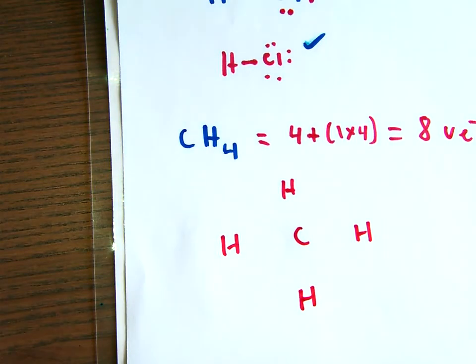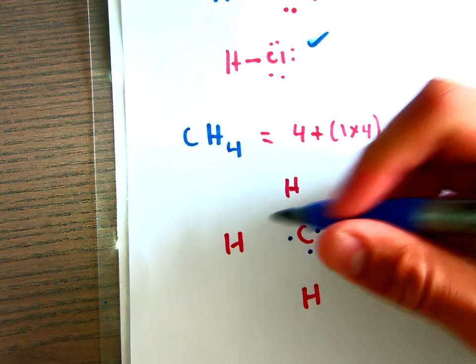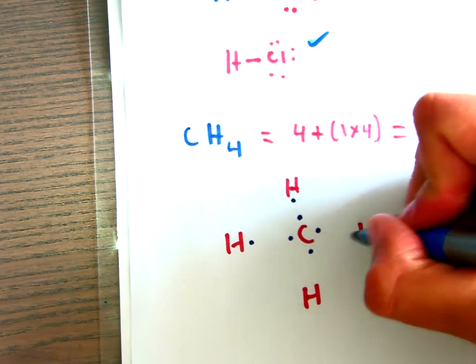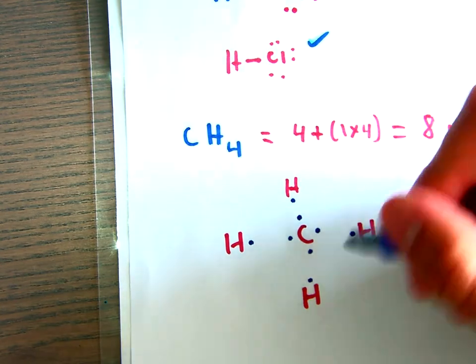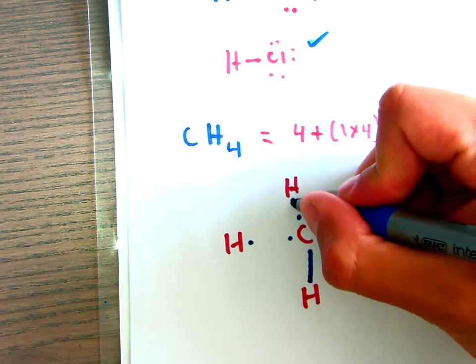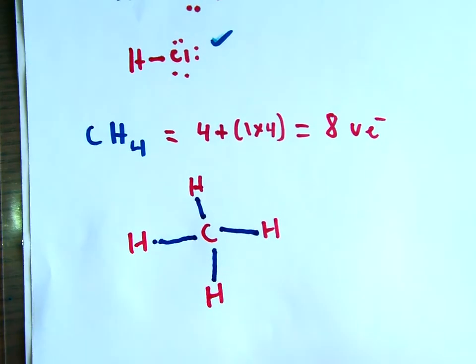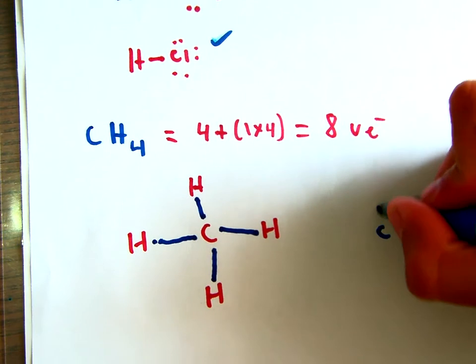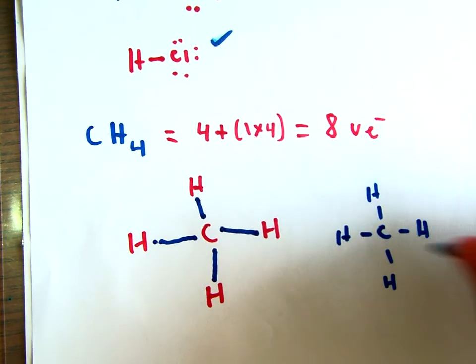Now we want to draw the individual Lewis structures. Carbon has 4, so 1, 2, 3, 4. Each hydrogen has 1. 1, 2, 3, 4. That's pretty easy. You should see the trend already. This is unpaired, this is unpaired, they're going to pair up. We're going to redraw this a little bit neater here: carbon, H, H. This would be my final Lewis structure.